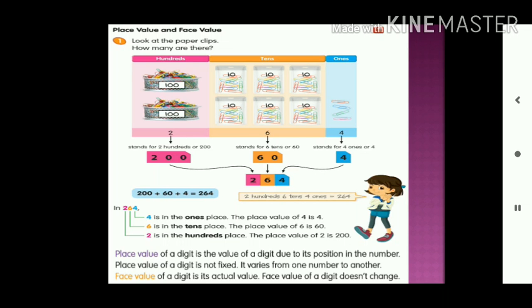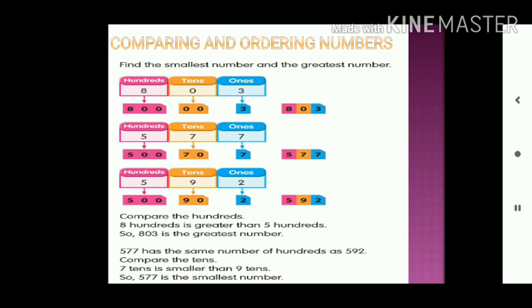So the place value of a digit is the value of a digit due to its position in the number. Right, children? Are you able to understand? I hope you are. The face value of a digit is its actual value. Face value of a digit does not change. Right? So in 264, the place values are 4, 60 and 200. But the face values are the same, 4, 6 and 2. Right?